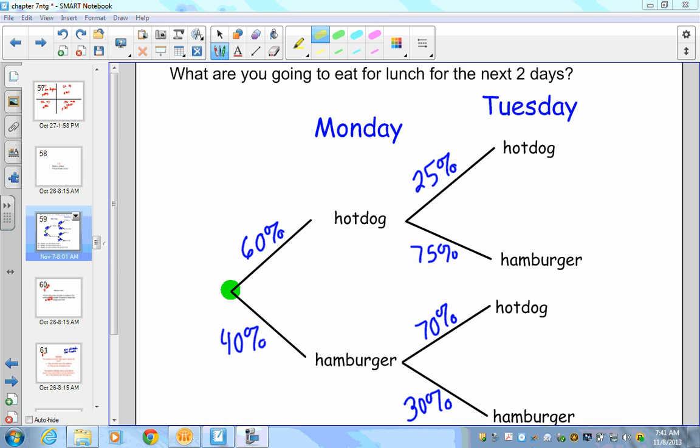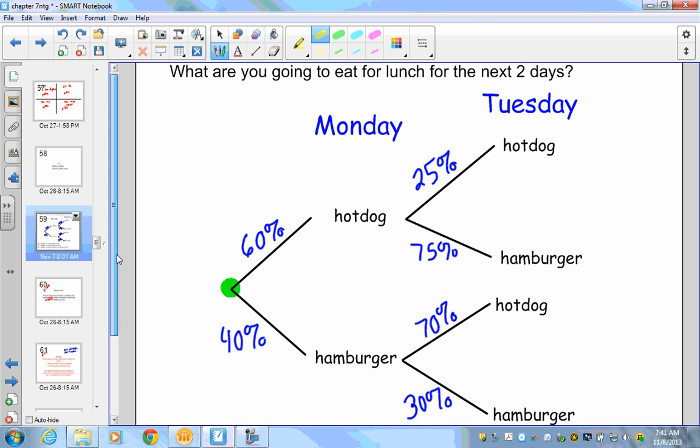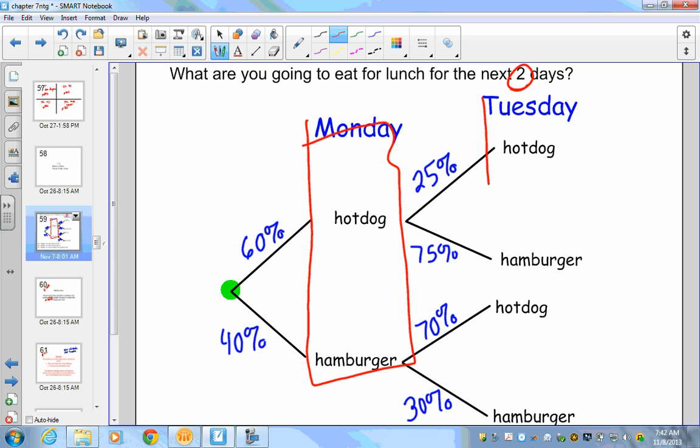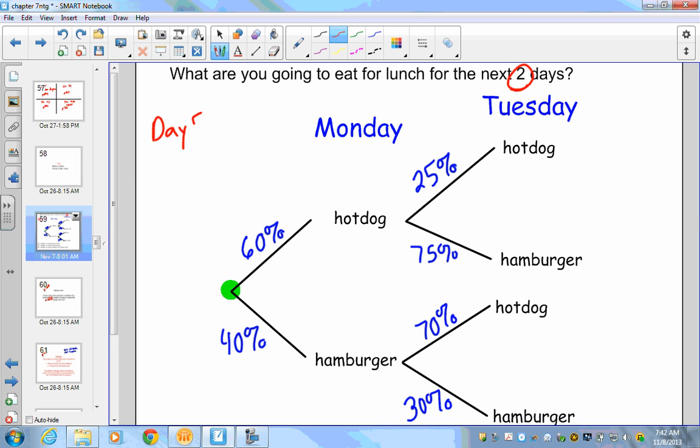Okay, let's go back to our chart here. And the question originally was, what is the probability for lunch for the next 2 days? Okay, and there's enough information gathered here. See, you only have Monday's information and then you only have Tuesday's information. And that's all you need. Okay, these problems are only going to give you the first 2 days. All right, but you're going to start running into questions of what is the probability that you'll eat a hot dog, or what is the probability that you eat a hamburger after day 5.